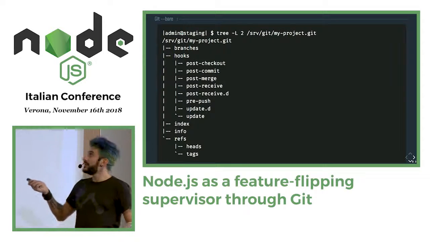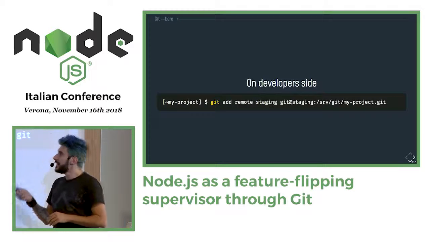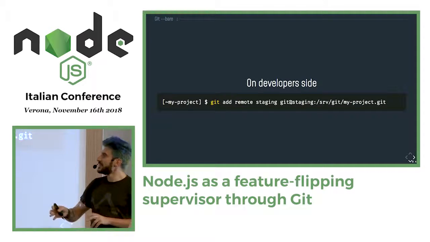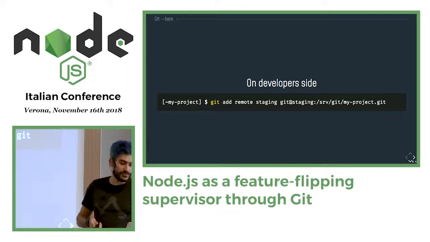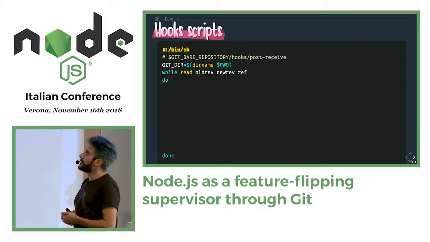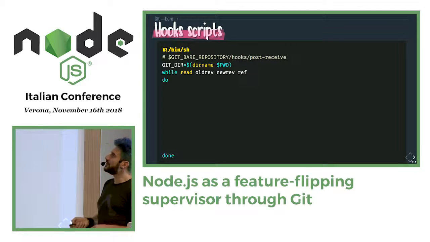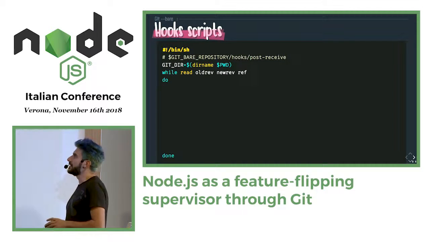When you have initialized your repository, you just have to set it as a new origin, a new remote, on your developer side. So just a git remote add staging and the repository URL, and then you can define hook scripts. I mainly use the post-receive because this is the one that is called when every branch is pushed on the remote repository.